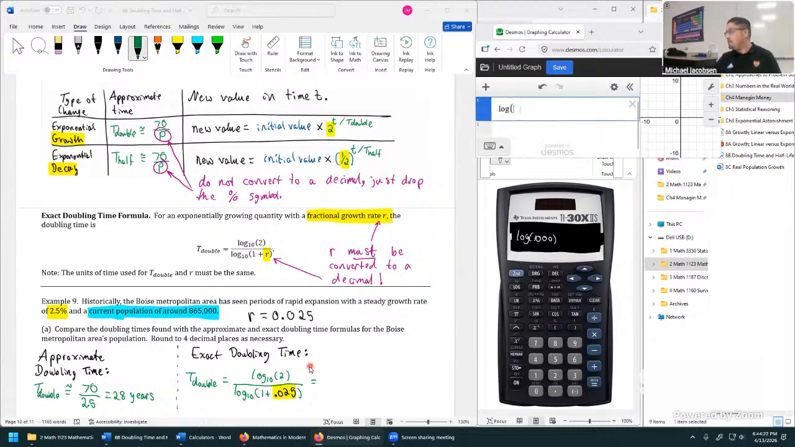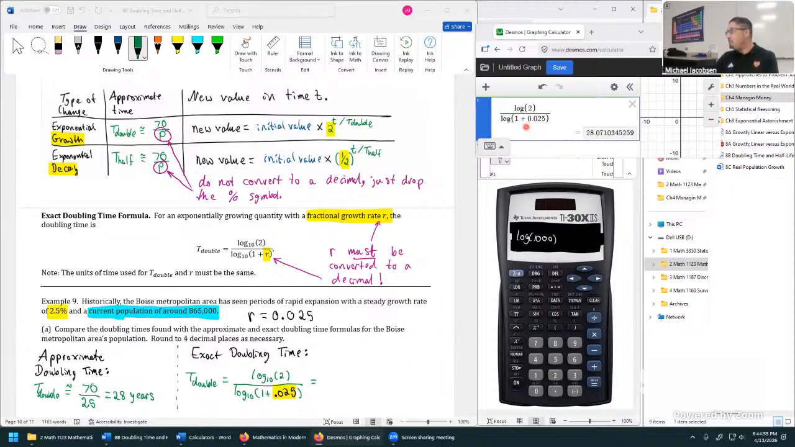Log base 10 of 2 would just look like that in Desmos over log base 10 of 1 plus 0.025. Or it's just as fine to say 1.25, but if you typed it in verbatim as you see it on paper, that's what it would look like. Then, hang on, that's the wrong decimal. I was wondering how I got to 3 years. That's a big change from 28 years. Definitely put in the 0.25.